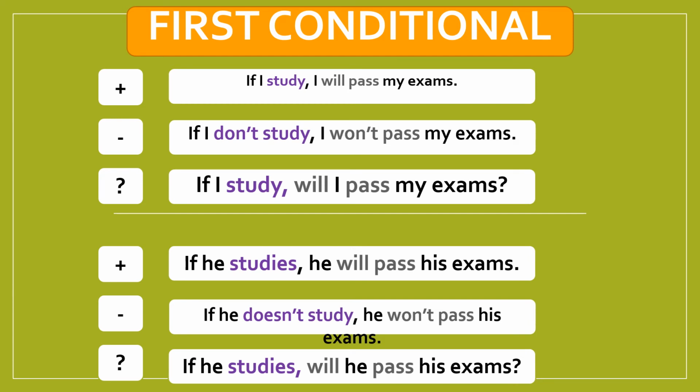Now, what is the difference between the two groups? In the first group, we use the verb study, don't study, and study, and will as well. In the second group, we use studies, doesn't study, and studies. Why? Because in the second group, we're talking about someone else, and it's a singular person, he. So if we use he, she, or it, we add an s, ies, or es, as we mentioned before when we talked about the present simple.